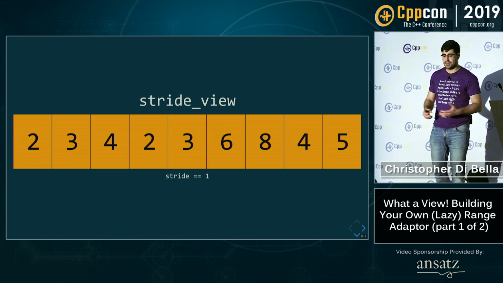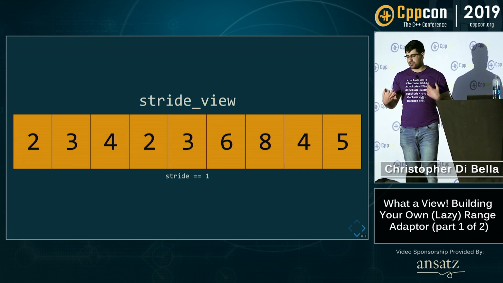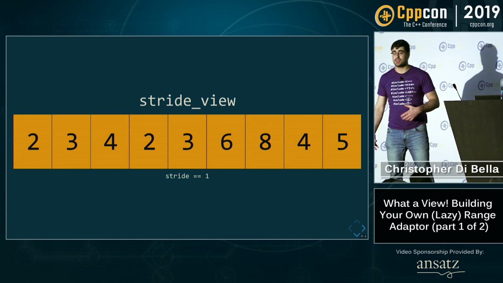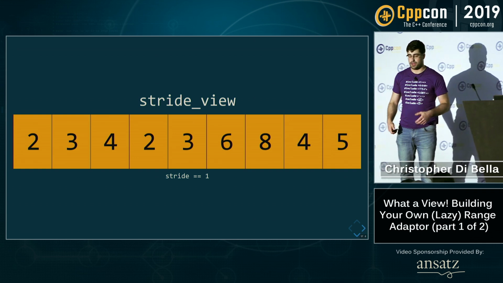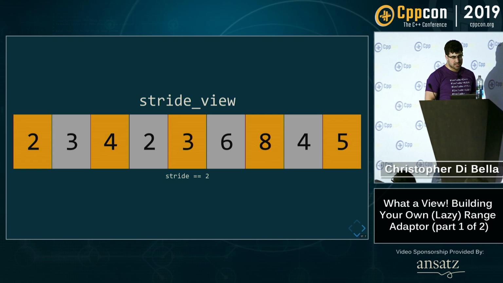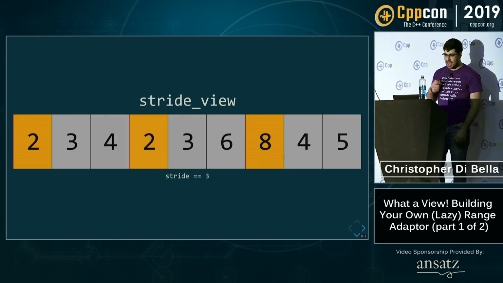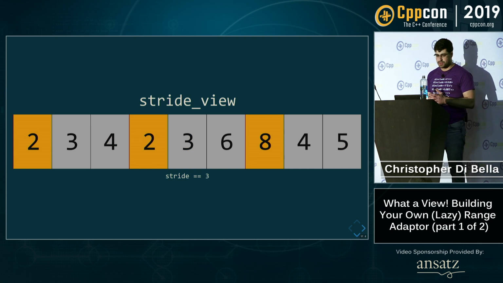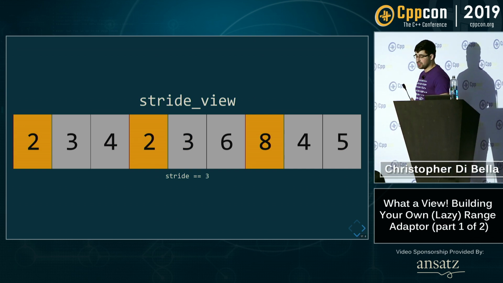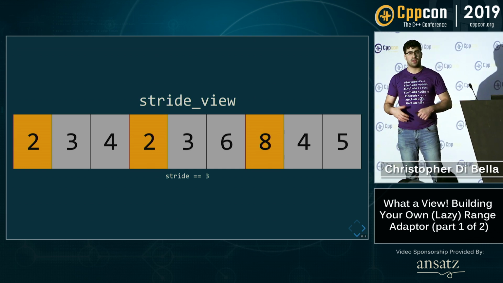So in this case, what we have here is a stride. And a stride of 1 means that we're going to consider every single element. We only move forward by 1 every time. A stride view where the stride is 2 means we skip every other element. And a stride view where the stride is 3 would mean that we only consider every third element. Are there any questions about this?